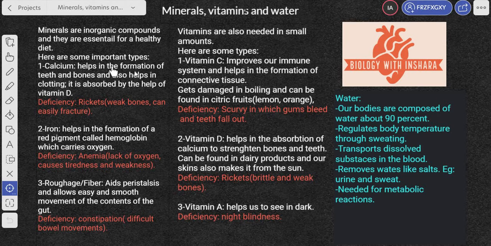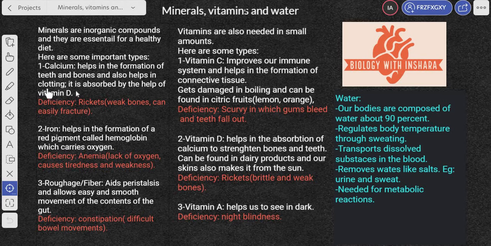Now calcium helps in the formation of your teeth and bones, or you can say it not only helps with the formation but helps in making your bones and teeth, and also helps in clotting. Now whenever you get hurt or there's a cut on your hand and there's a wound and it's bleeding, what happens is that in our blood there are proteins and platelets that actually work by making clots on your wound so that it is covered and the bleeding is stopped.